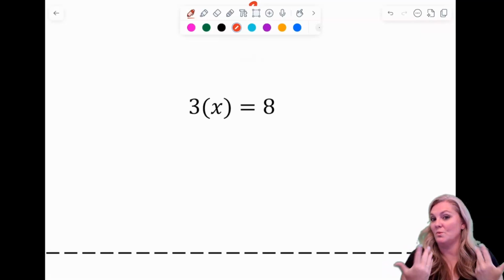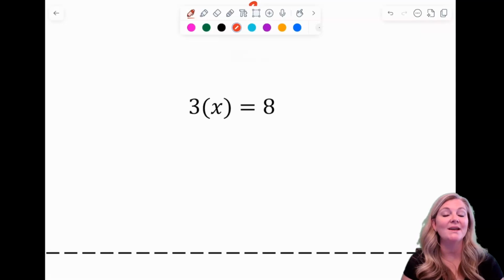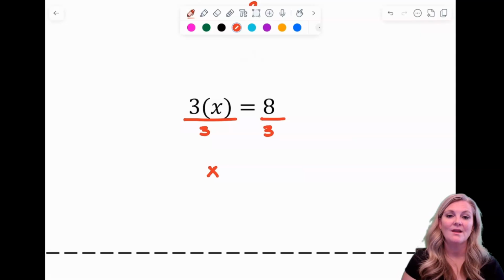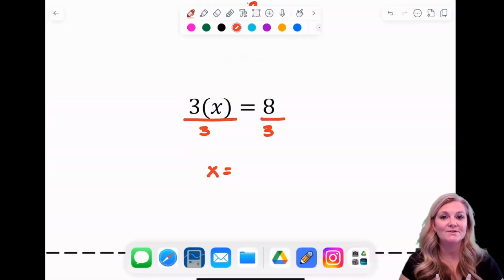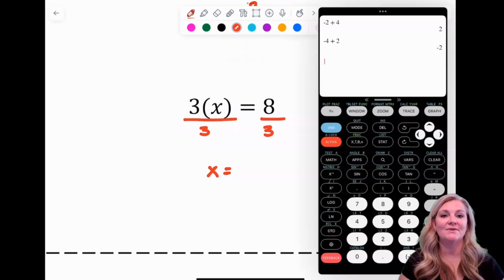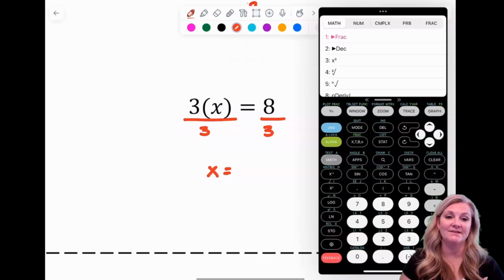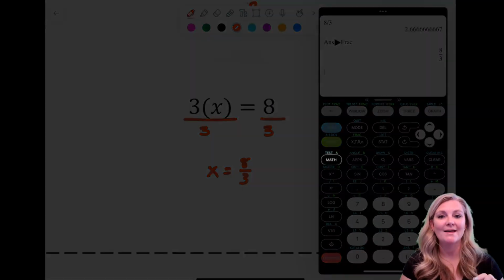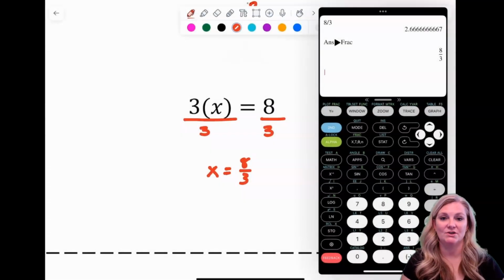So what is this one going to be? So again, how do you undo multiplying by 3? You divide by 3. And I get x equals, now I'm going to use my calculator, 8 divided by 3. And I get this lovely decimal. Now, we don't like decimals around here. So the buttons that you're going to press in your calculator are going to be math, enter, enter. And that will automatically put it back into a reduced fraction.